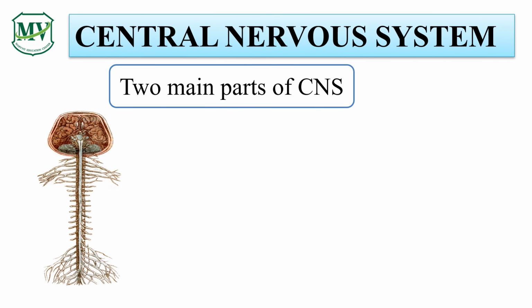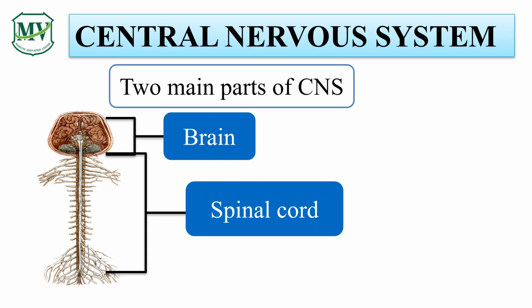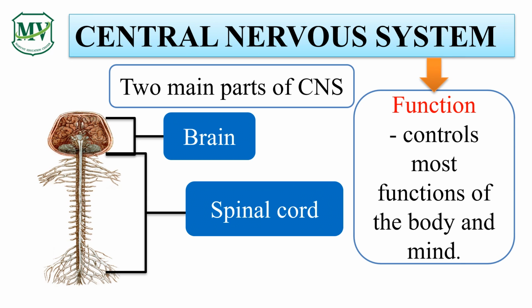Well, you already know about the meaning of the CNS, right? Very good. As you can see in the picture, we have here the brain and the spinal cord. These are the two main parts of the CNS. Well, what do you think is the function of the CNS? Awesome! It controls the body and the mind.